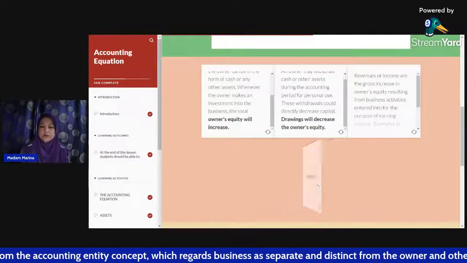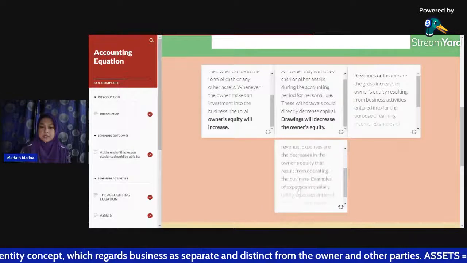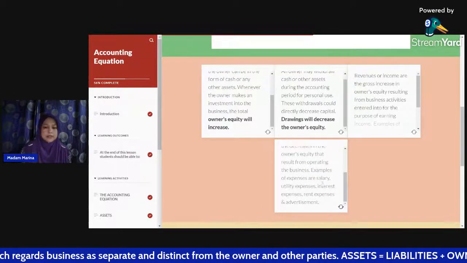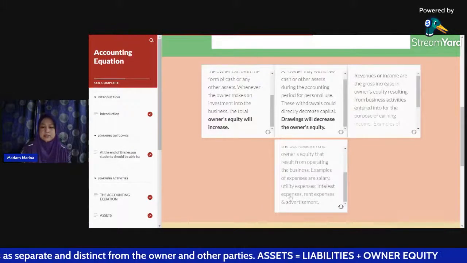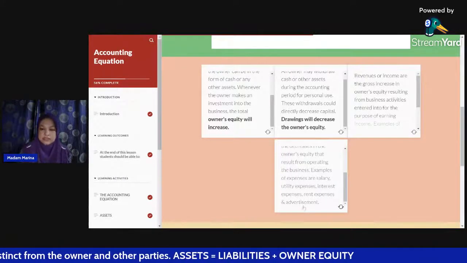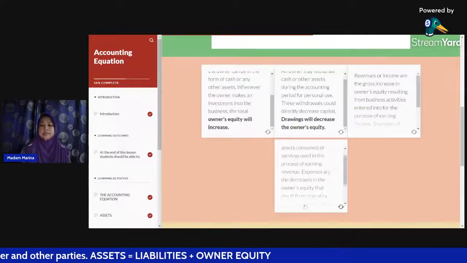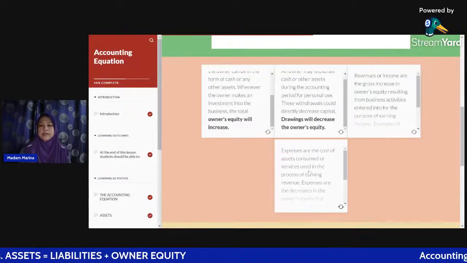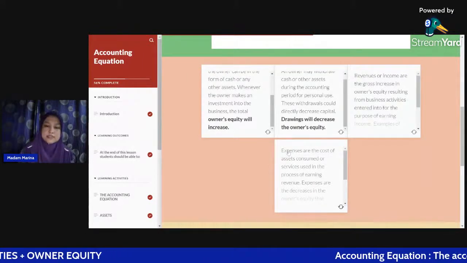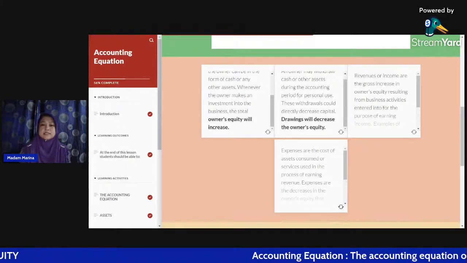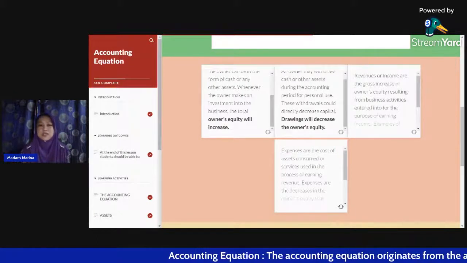Another example of expenses: we have utility expenses, salary, interest expenses, rent expenses, and advertisement. So what is the effect of these expenses on the equity? Expenses will decrease the equity.